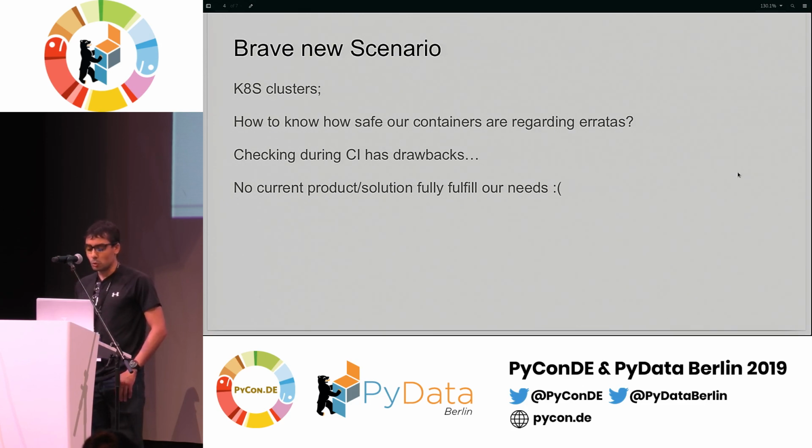There are some tools based on checks that run on the CI of your project, but there are some cases where it does not work. For example, when you run images that you get pre-baked from the Docker registry, Docker Hub, for example. And as far as I could see, there's no product or solution that could fully fulfill our needs.